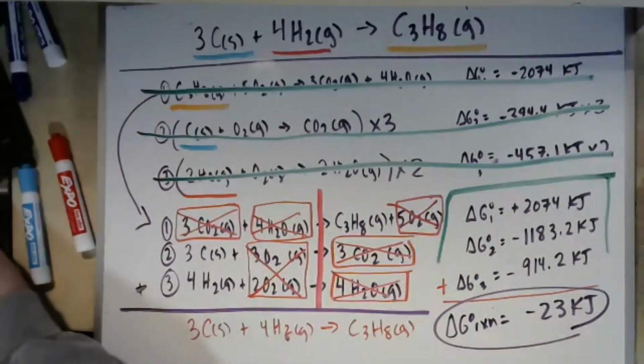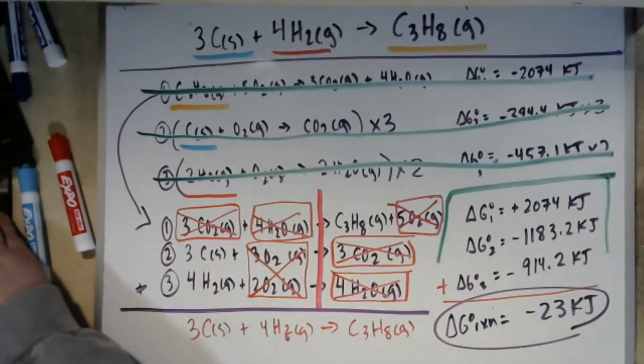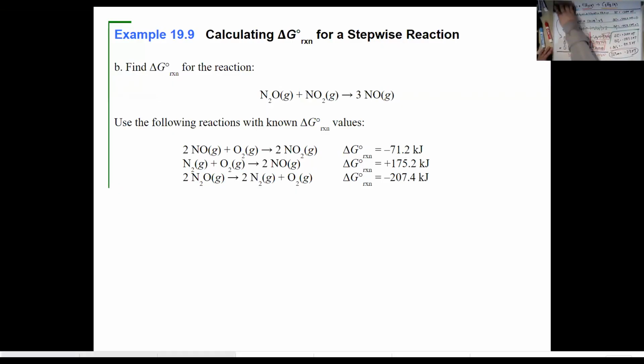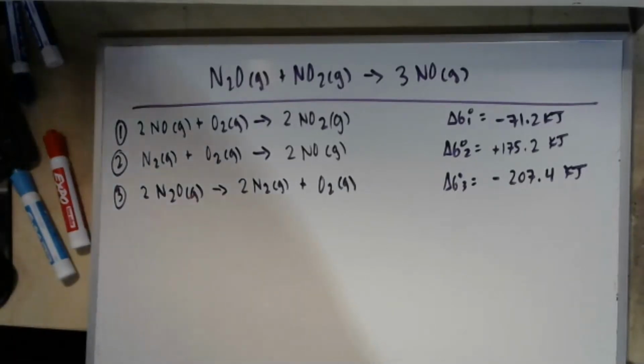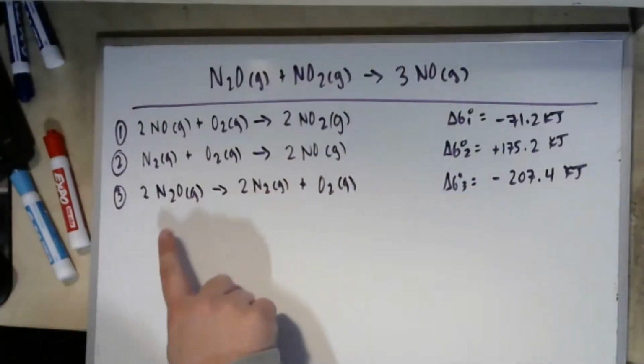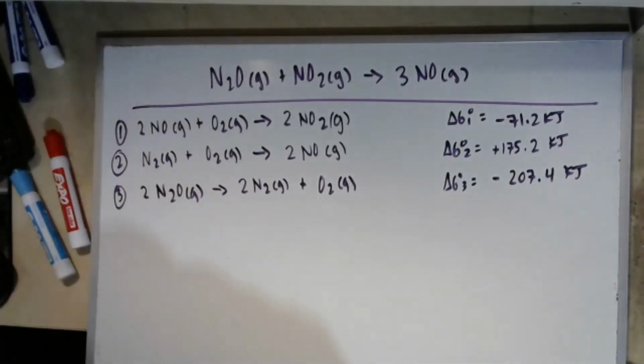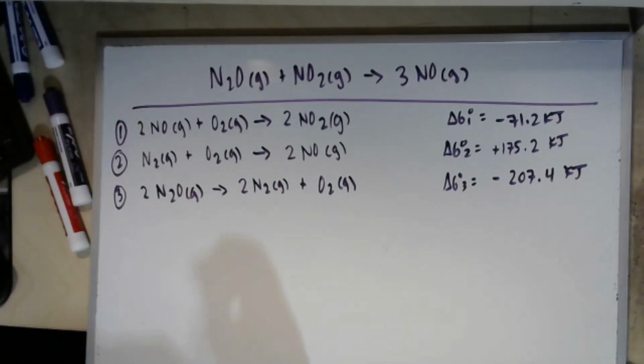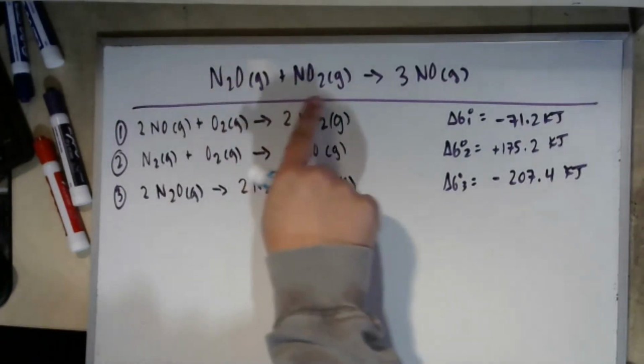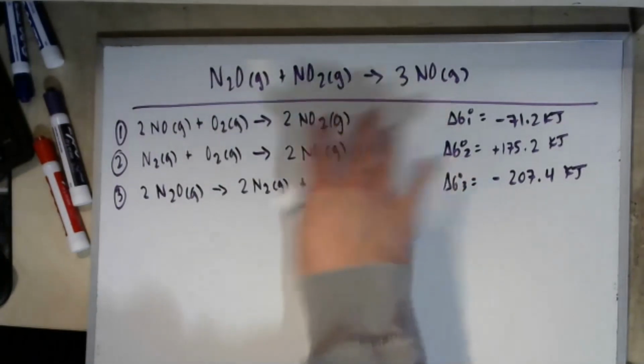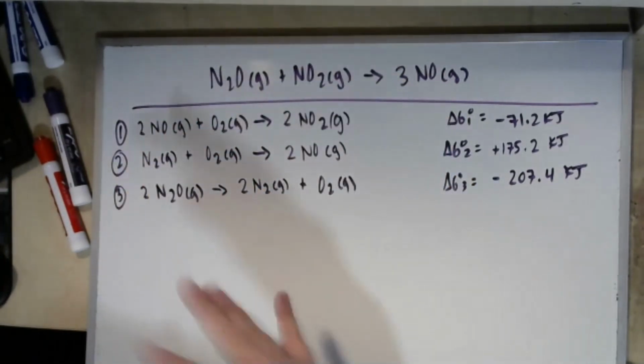Okay, let's try one more of these. Okay, so here is our reaction of interest. Here are our building block reactions that we're going to use. And again, I'm going to go through the process of locating the reactants and products from my reaction of interest within the building block reactions.